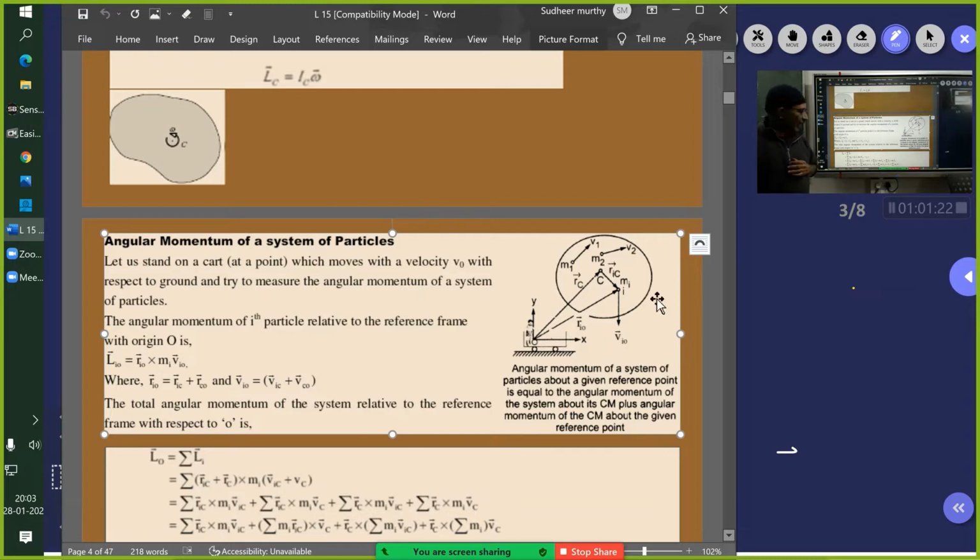It's a translational velocity. You are able to get the translatory velocity component separated out, and another component is VIC. What will be VIC? What is the speciality of this VIC? VIC will be perpendicular to RIC. So we can separate out these two, and the vectorial combination of these two is VIO.